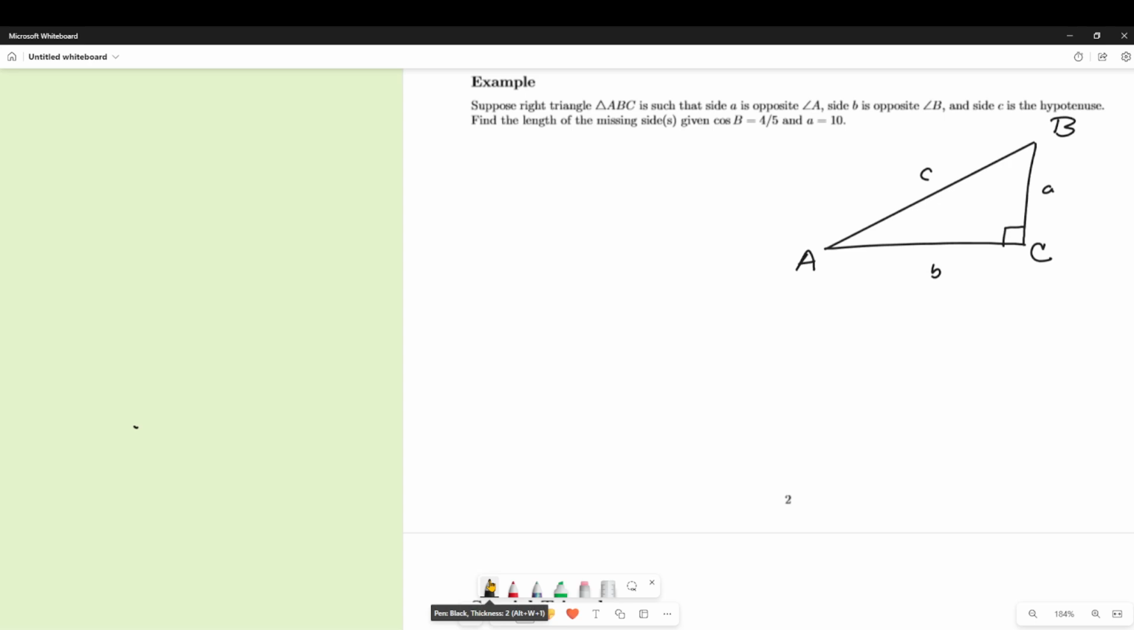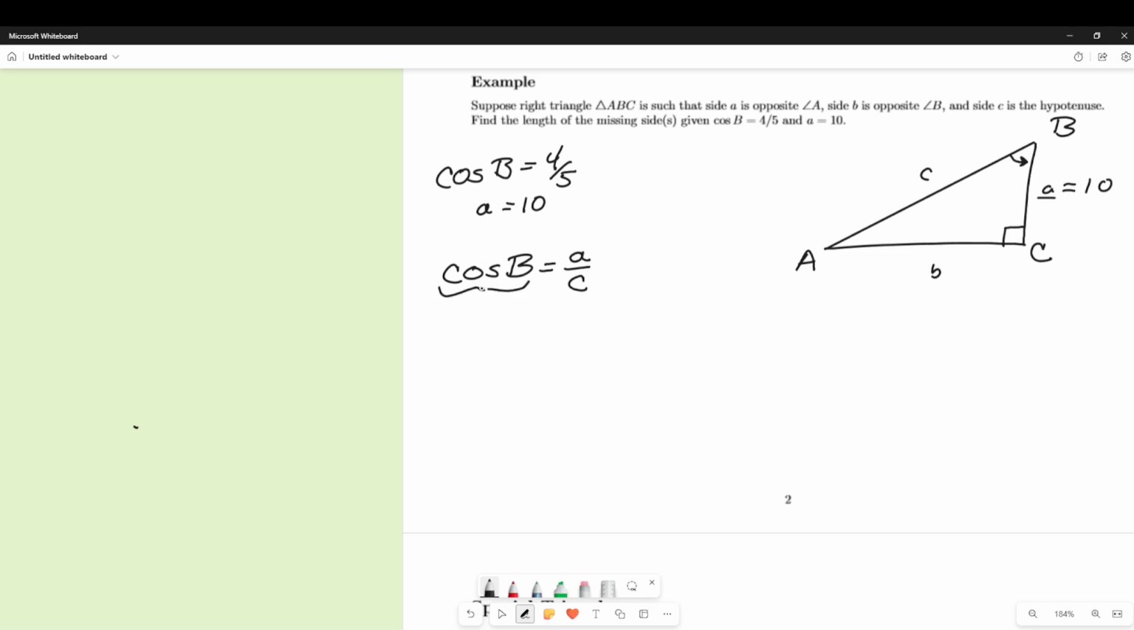Find the lengths of the missing sides, given that the cosine of B is 4/5 and that a is 10. Okay. Well, this is our angle B. We know that the cosine of B had better be the adjacent length, which is a, over the hypotenuse, which in this case is c.